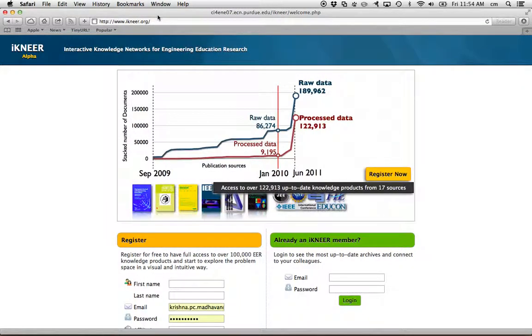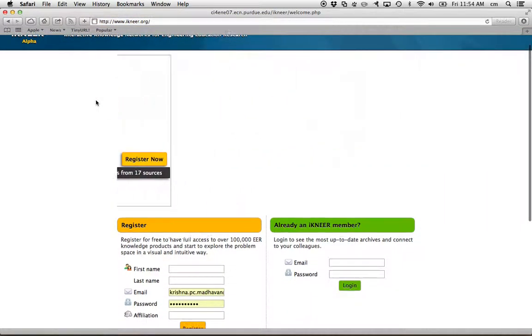As an introduction to our paper, I would like to show you a demo of the system that we describe in our paper. The system is called iCNER, Interactive Knowledge Networks for Engineering Education Research. You can get to this system by simply going to www.icnier.org. When you do that, you will be coming to this page that you see on screen.